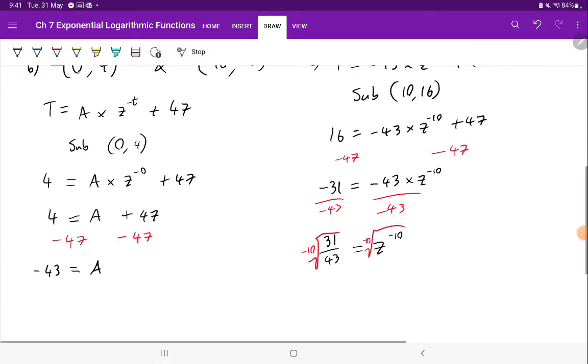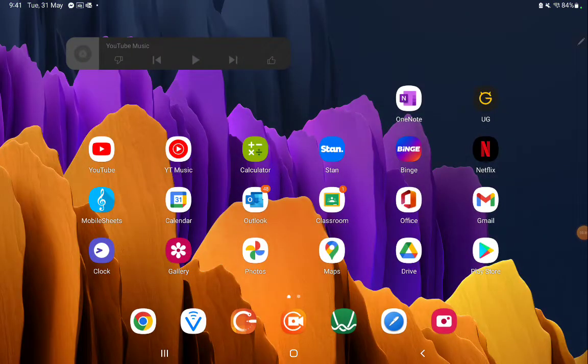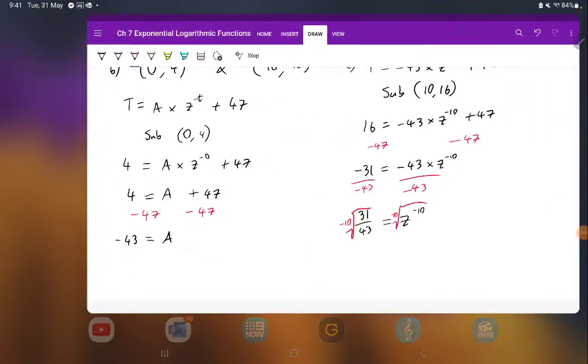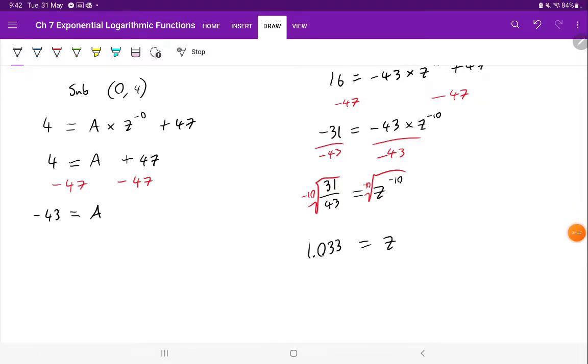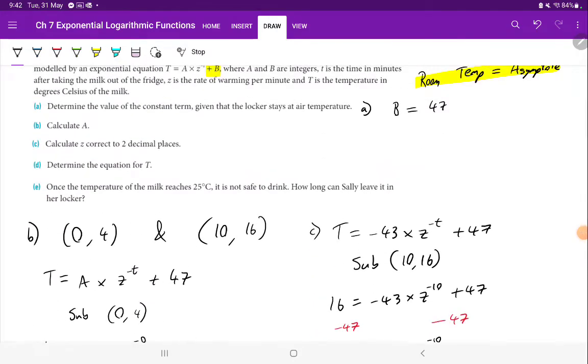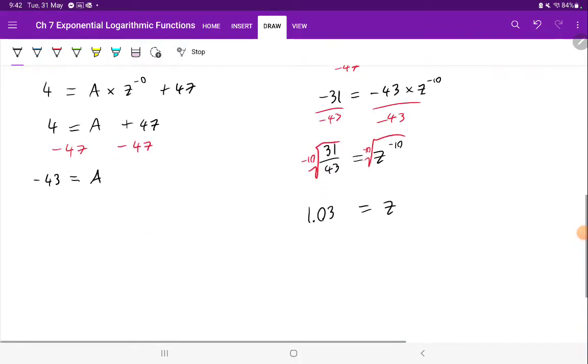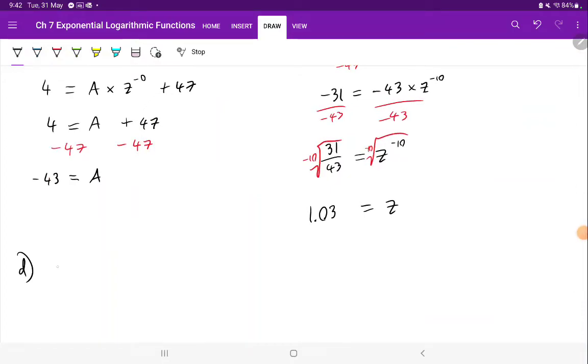So we're going to have to use our nth root button. We're going to be putting negative 10 there. Chuck that in our calculator. 1.033. To two decimal places, so 1.03. Alrighty, so there's A, B, and C done, and we've now got our equation for T. We've worked out all the constants. So we've got T is equal to negative 43 times 1.03 to the negative t plus 47.